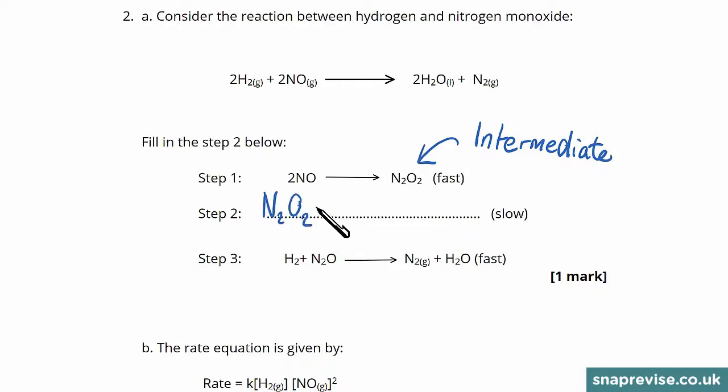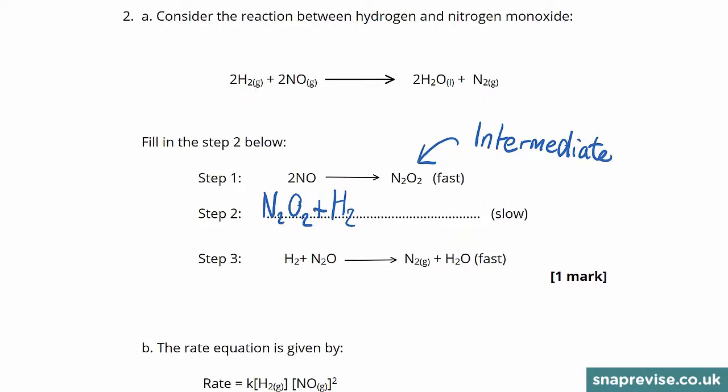Now we look back to the overall reaction equation and see that there's 2 hydrogen molecules used overall, whereas if we look to our steps here, only one of these hydrogen molecules has been used so far. Everything has to balance, so we need to put in another hydrogen molecule, and that will give us our 1, 2 overall, which then balances with the overall reaction equation.